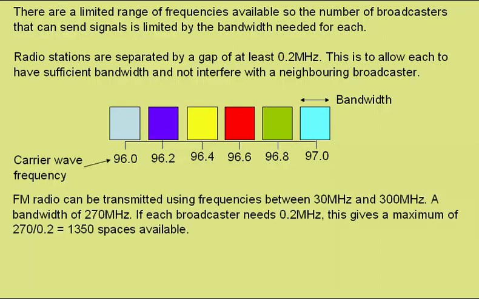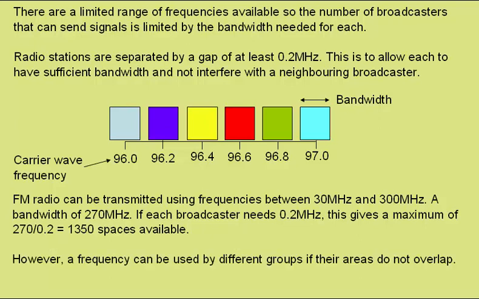FM radio can be transmitted using frequencies between 30 MHz and 300 MHz, a bandwidth of 270 MHz, the highest frequency minus the lowest frequency. If each broadcaster needs 0.2 MHz of bandwidth, this gives a maximum of 270 over 0.2, which is 1350 spaces available. However, a frequency can be used again by a different group if their areas do not overlap.